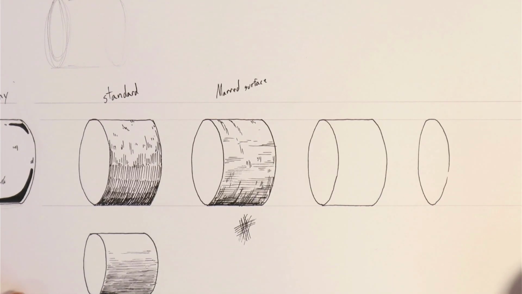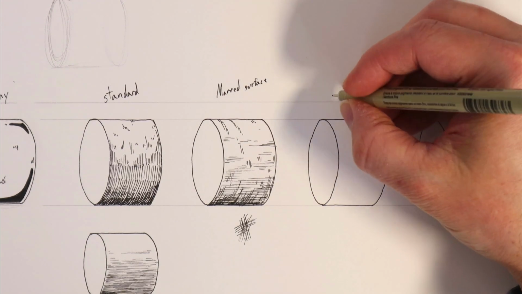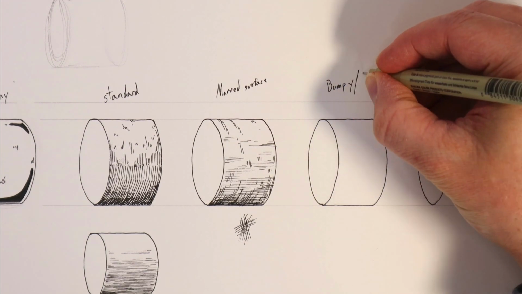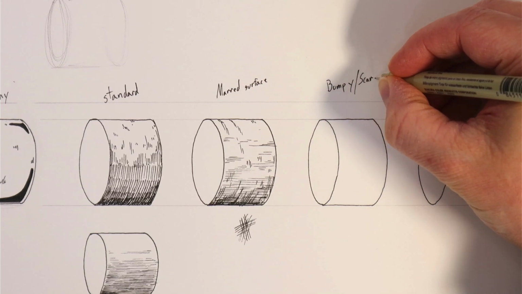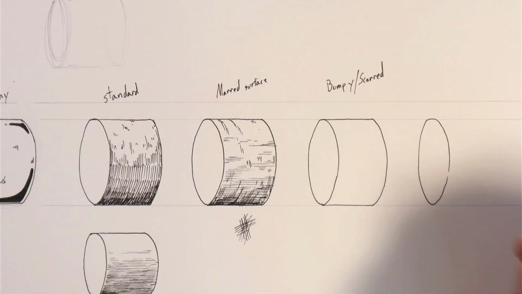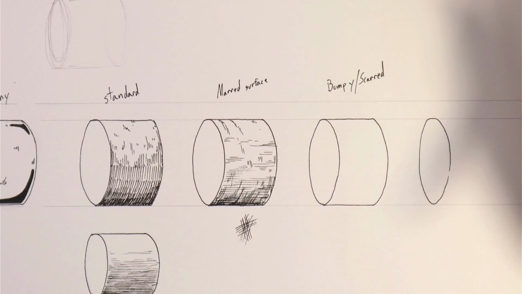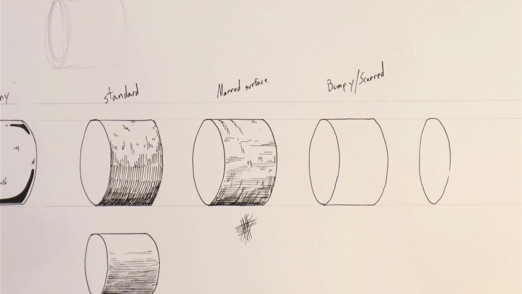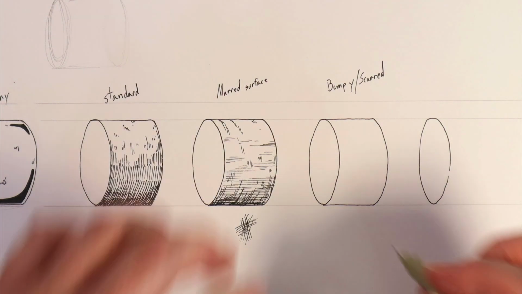Now we're going to go with a bumpy surface. This is bumpy or scarred. Oh, I think that's 2 R's. Otherwise it would be scared. But maybe it is scared. In this one, we're going to experiment with what happens if we don't really care about the direction that our hatching takes, if we vary that back and forth.